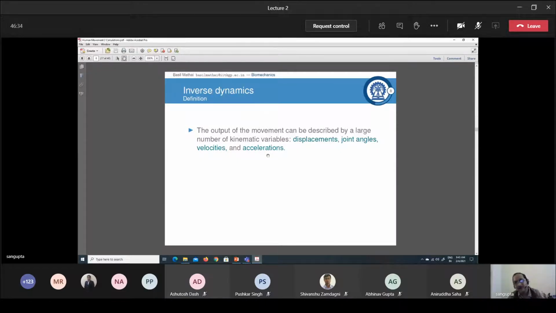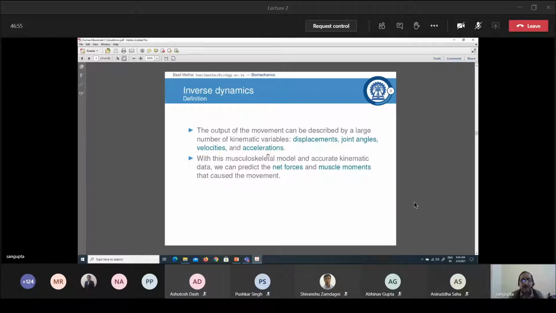This comes from the 3D motion system. With the musculoskeletal model and accurate kinematic data, we can predict, or rather calculate, net forces and moments that cause this movement. Okay, so there comes the musculoskeletal model, and this combined with the kinematic data, we can calculate forces and moments. How can it be done? The following calculations, as well as reference to HIP 98, are helpful.